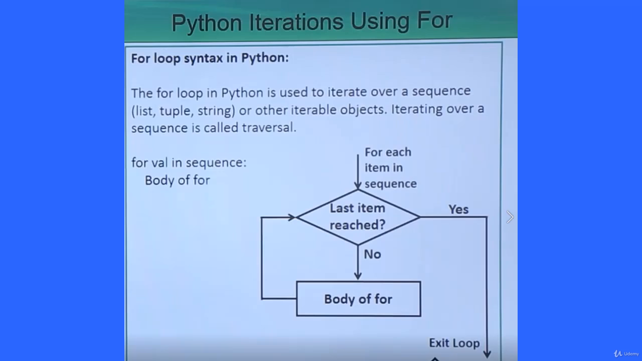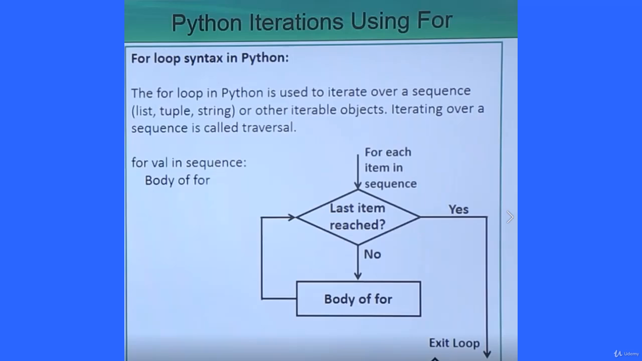So, for each item in sequence, is the last item reached? If it is no, then the body of for will get executed on that item which has been picked up. If the last item has been reached, then it will exit the loop. In this way, the flowchart works for the for loop syntax in Python.